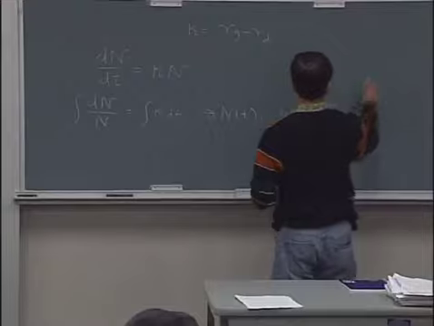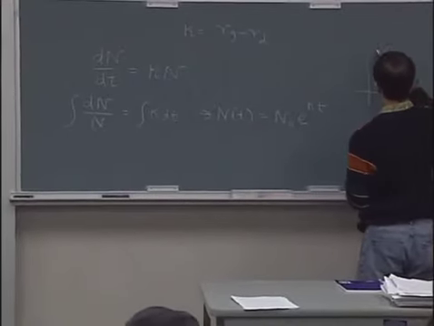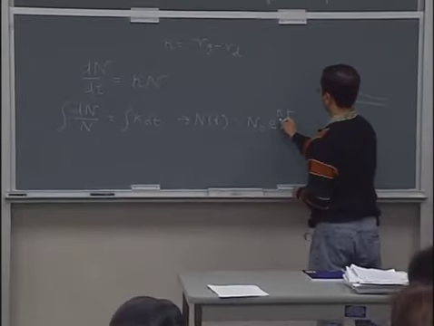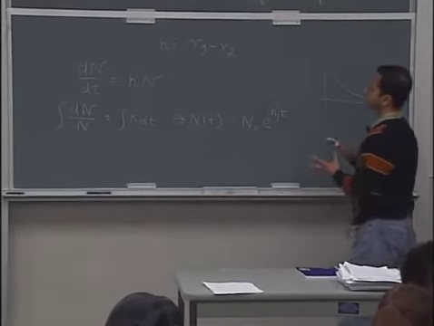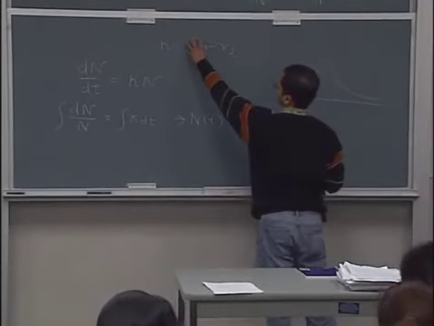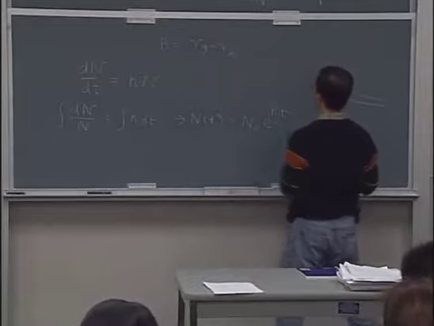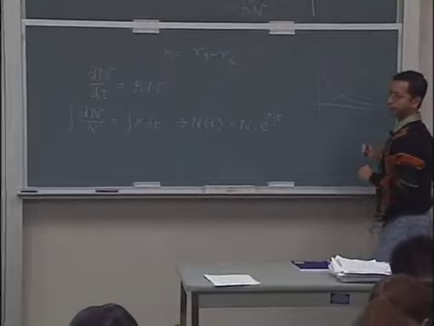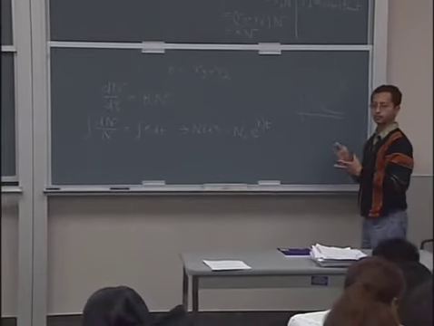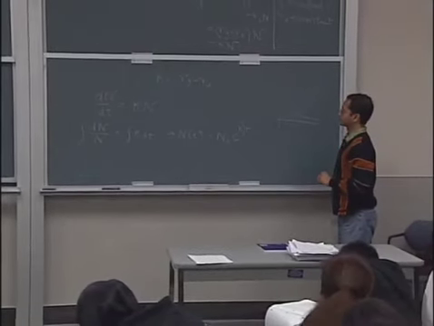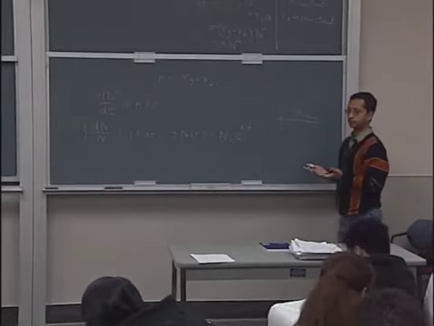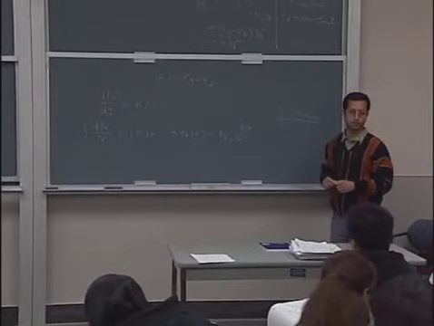Depending on whether k is positive or negative, that means whether the growth term is dominating or the death term is dominating, you have either exponential rise or exponential decay. There are two possible solutions, depending on whether r_g is greater than r_d. And if they're equal, then dn/dt is 0, so there is no net change in the system.